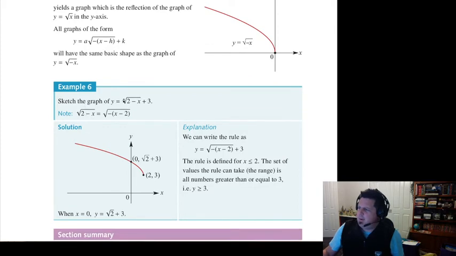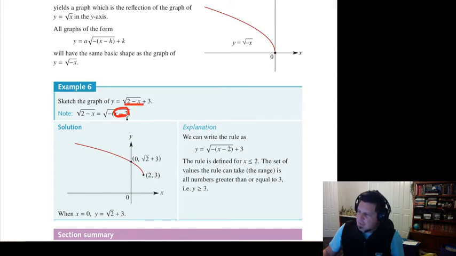Again, we've got the standard form of this particular graph. It says sketch the graph of y equals the square root of 2 take away x plus 3. What you need to note is 2 take away x is the same as taking out negative 1 as a common factor out the front. X take away 2, yep. And so by just doing that little trick there, it's now in this format, and you can go ahead and proceed.